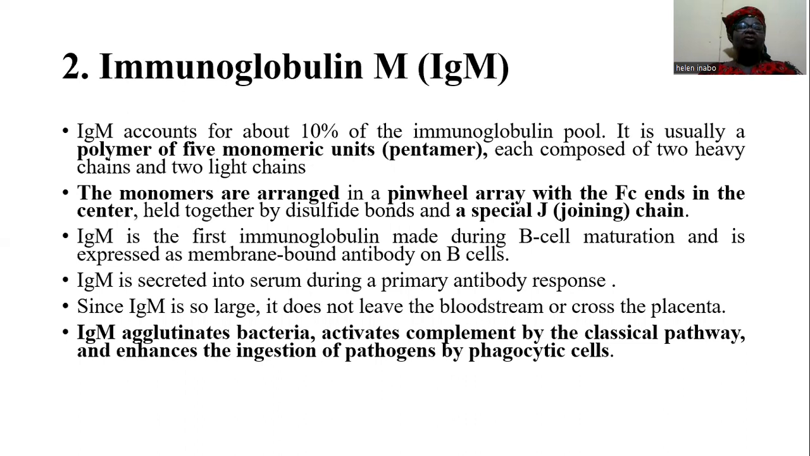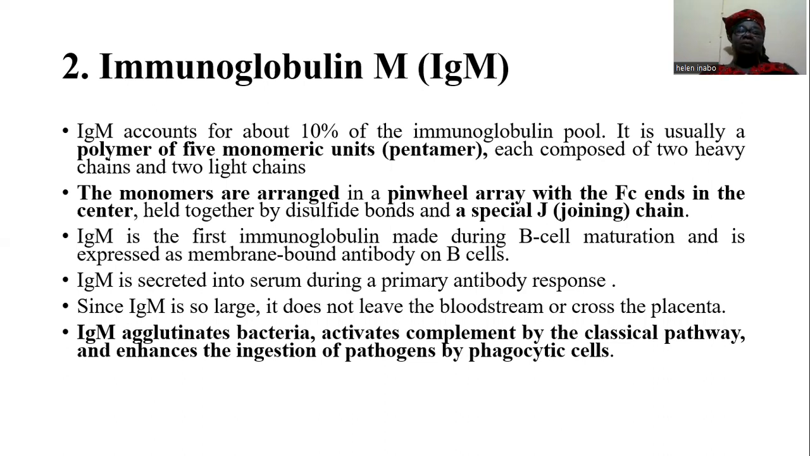IgM is known to account for about 10% of the immunoglobulin pool. It is a pentamer, as I said earlier, consisting of 5 monomeric units, each monomer composed of 2 heavy chains and 2 light chains. The monomers are arranged in a pinwheel array with the FC ends in the center, and they are held together by the disulfide bonds and a special J or joining chain.